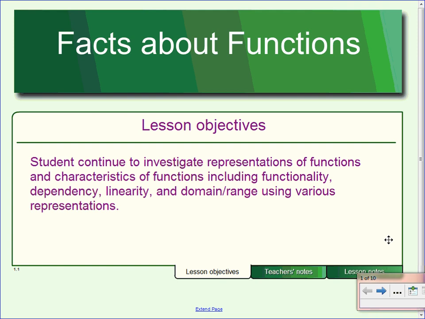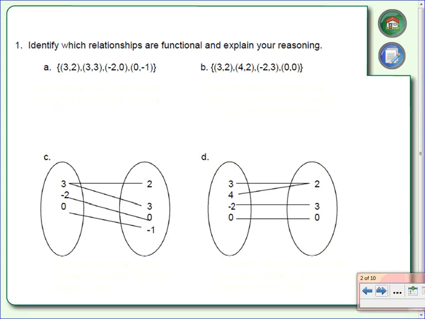Facts about functions is what we're at on page 19. It says today students will continue to investigate representations of functions and characteristics of those functions, including functionality, dependency, linearity, domain, range, and using various representations. So we're going to pick up where we left off last week. Let's take a look on the first page.